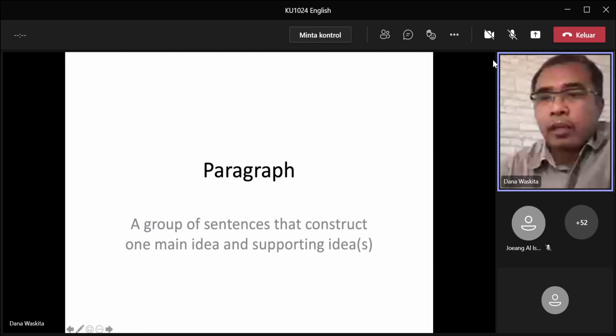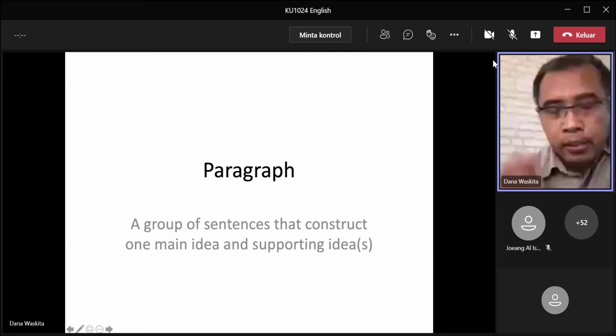So a paragraph must consist of at least two sentences. One is the main idea, or the topic sentence, and the other one is the supporting ideas or supporting sentences. Ya, itu bisa ya seperti itu. Jadi kalau misalkan Anda dapatkan satu paragraf yang hanya terdiri dari satu kalimat, itu bisa terjadi misinterpretasi. Ya, jadi biasanya lebih dari satu kalimat, at least two sentences.